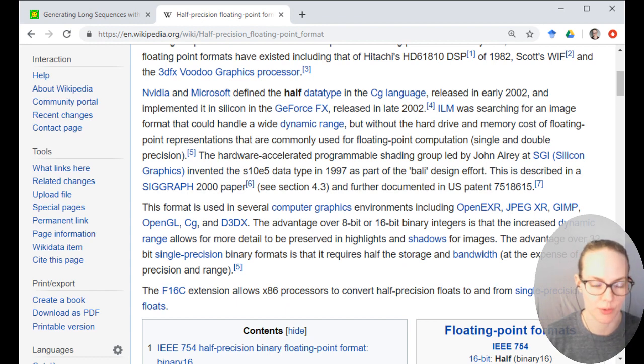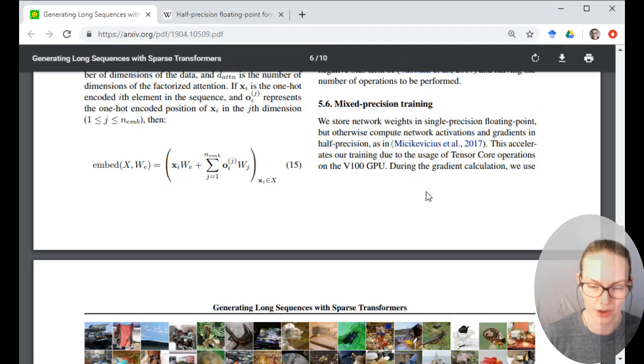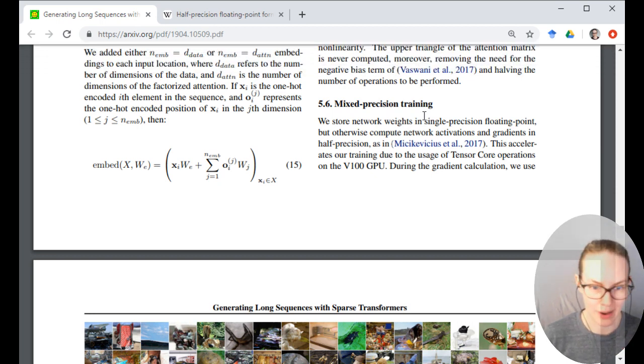Okay, so this is the number of bits they're using to store each of the network weights. So the network weights are 32 bits per weight. And then the activations and gradients are stored in 16 bits. Okay, so it's just like Unicode 16 versus 32, neither of which you should use. Use UTF-8, please.